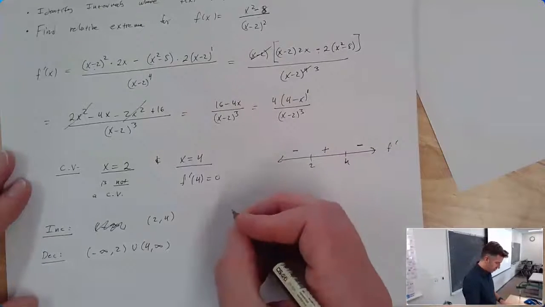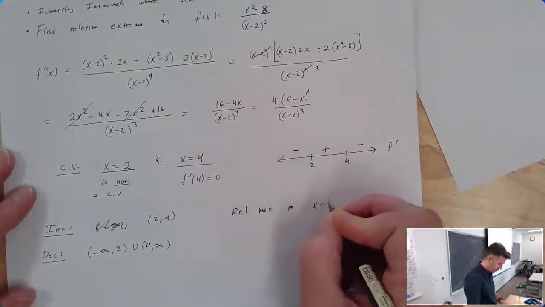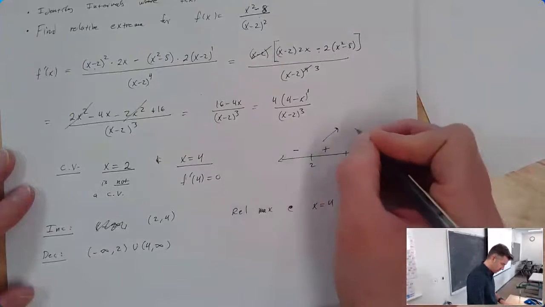So then we could say we have a relative maximum at x equal to 4, because the function went from increasing to decreasing.